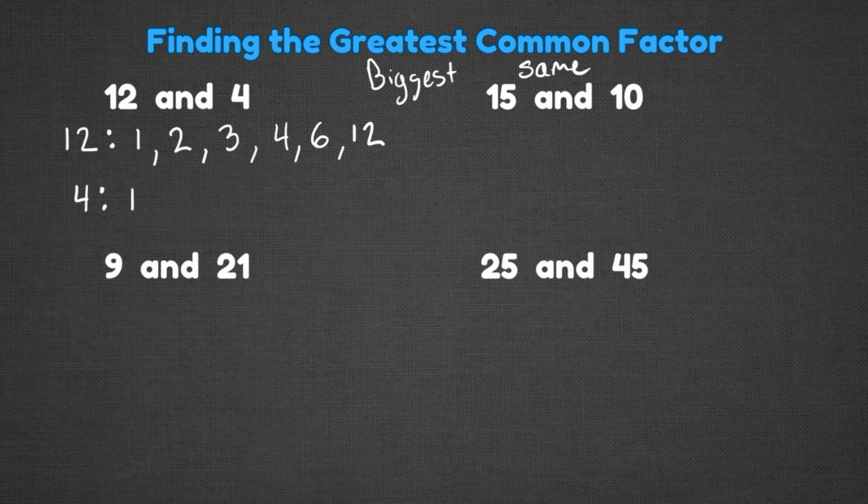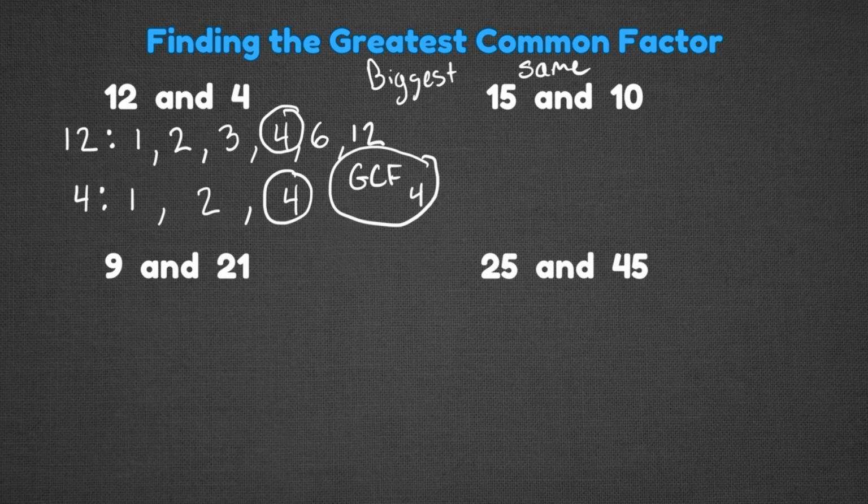For 4, I'm going to put down a 1, and I'm going to put down a 4, and then I'm going to put down a single 2, because we don't need to write down both 2's since 2 is already present. Now we look for the biggest same factor. Well, the biggest number that both of these share is 4. So the greatest common factor, the GCF of 12 and 4, is in fact 4.